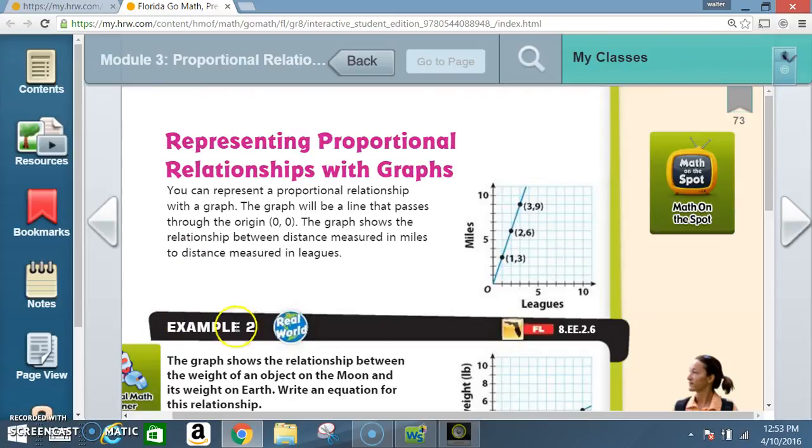All right, now let's take a look at example 2, representing proportional relationships with graphs. You can represent a proportional relationship with a graph. The graph would be a line that passes through the origin (0, 0). The graph shows the relationship between distance measured in miles to distance measured in leagues.